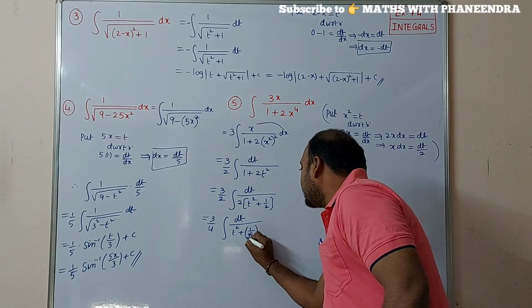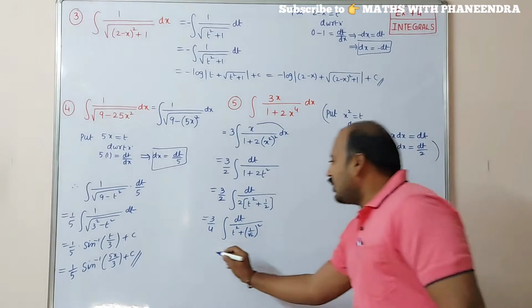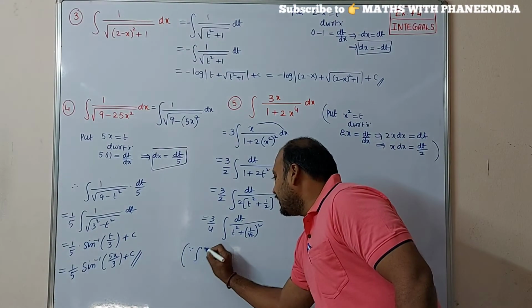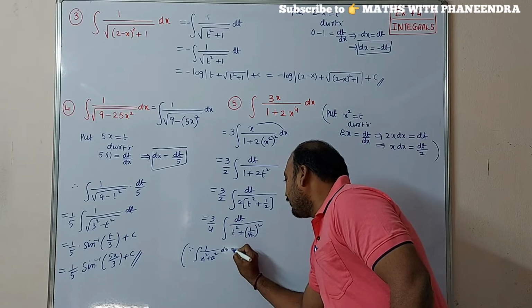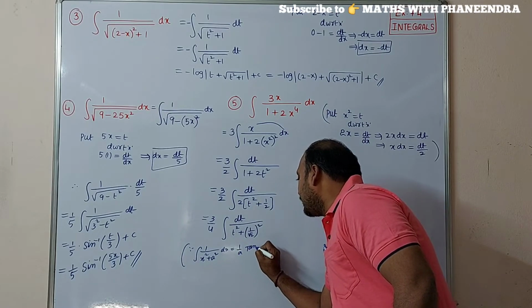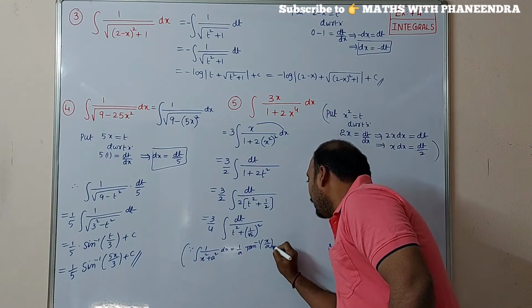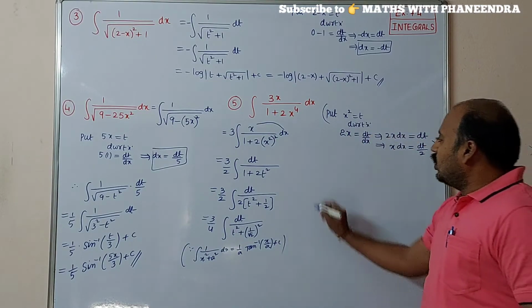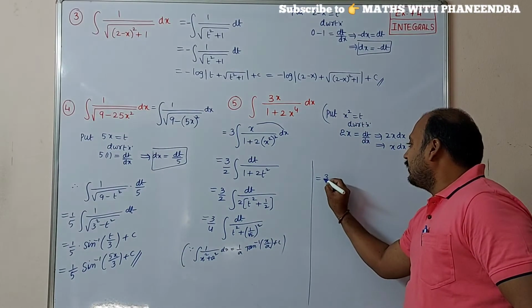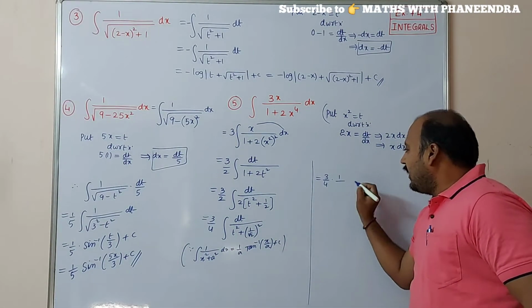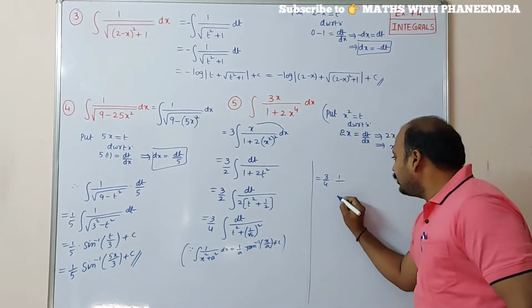Can we write like this? Here we are going to apply the formula integral 1 by x square plus a square dx, 1 by a into tan inverse of x by a plus c. So already 3 by 4 is there into 1 by a. a value is what? 1 by root 2.